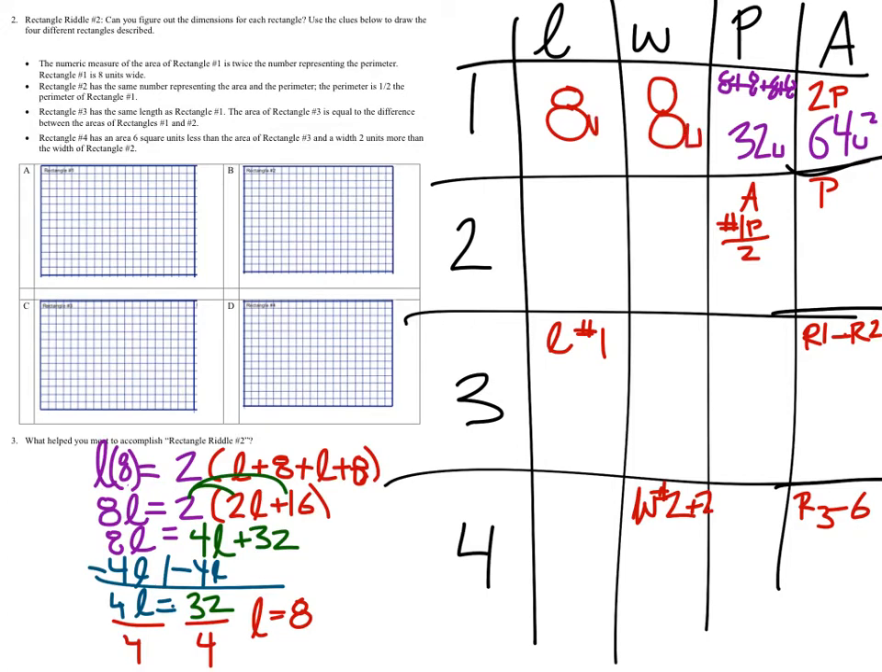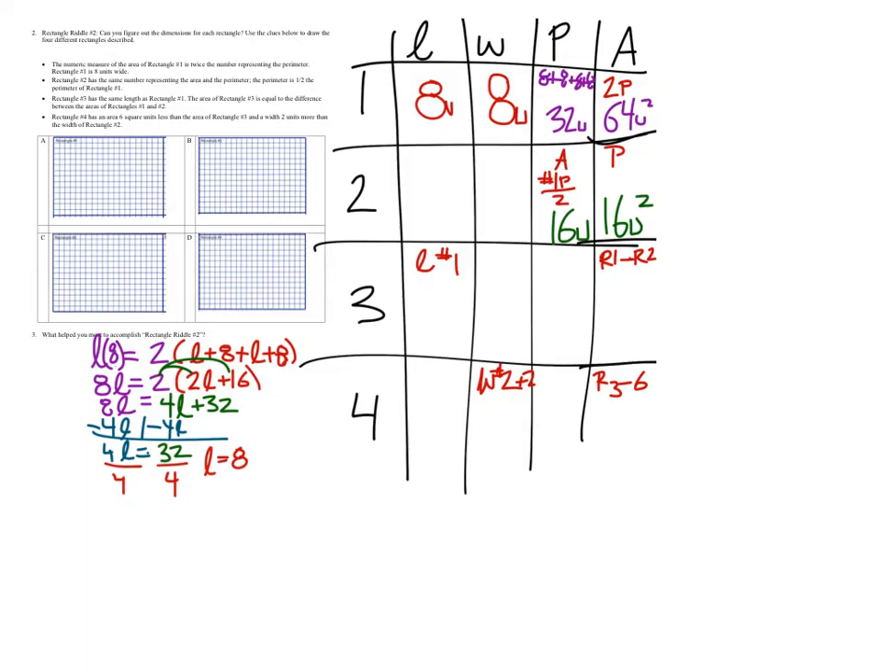All right, the perimeter of rectangle 2 is half the perimeter of rectangle 1. So we're going to take that 32 and cut it in half to get 16 units. And as it turns out, the area of this thing is also the same value as the perimeter. So that would be 16 units squared as well.